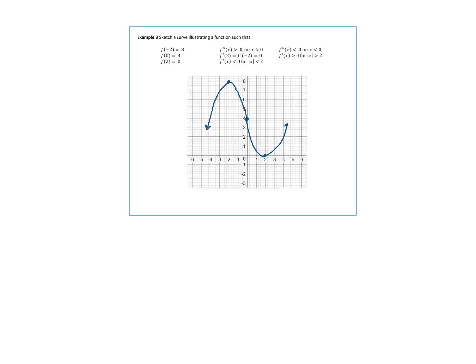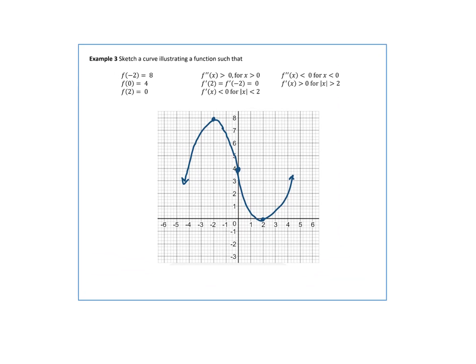All right, so this one they wanted us to sketch. Again, we skipped this one. This one was pretty simple in class, but I'll do it right here. So they give you this information, and they want us to create a graph based on that. So they gave us some points, so you definitely want to start with that for sure. So they gave us negative 2, it's at 8. At 0, it's at 4, and at 2, it's at 0. So we started with that.